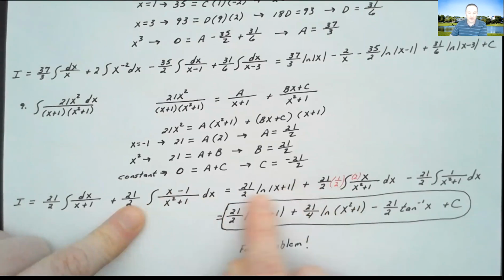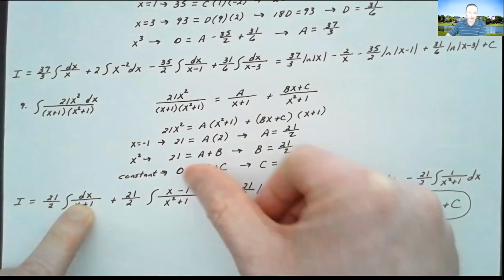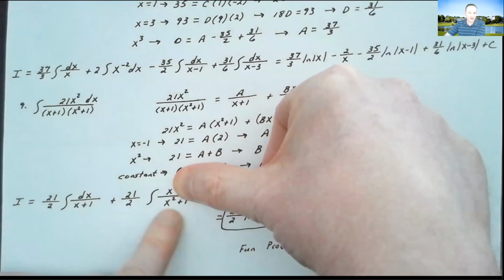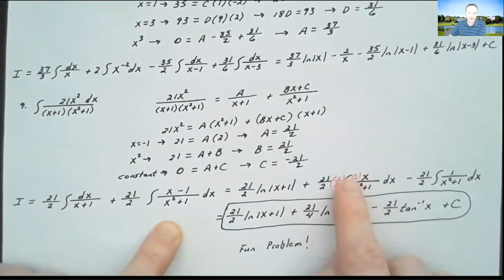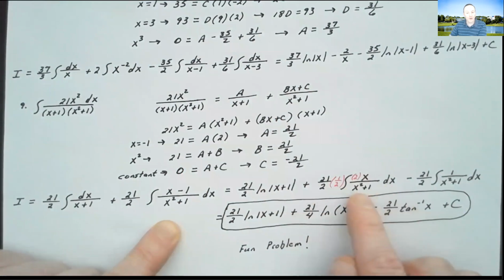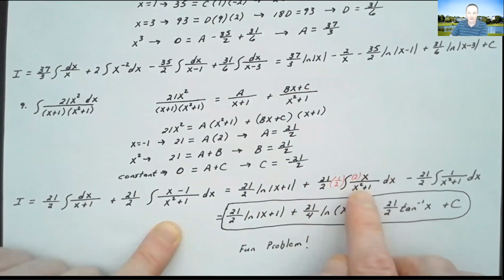So I've already integrated the first one, 21 over 2, natural log the absolute value of x plus 1. Then I said, okay, my second one would be this right here. I'm going to ignore the minus 1 for now and just say it's plus 21 over 2 times the integral of x over x squared plus 1. Now, I know anytime the derivative of the denominator is in the numerator, then I can say it's the natural log, the absolute value of the denominator. Derivative of that denominator is 2x, so I multiplied the numerator by 2, divided by 2 on the outside. Now this one's done. It's going to be 21 over 4 natural log of that denominator.